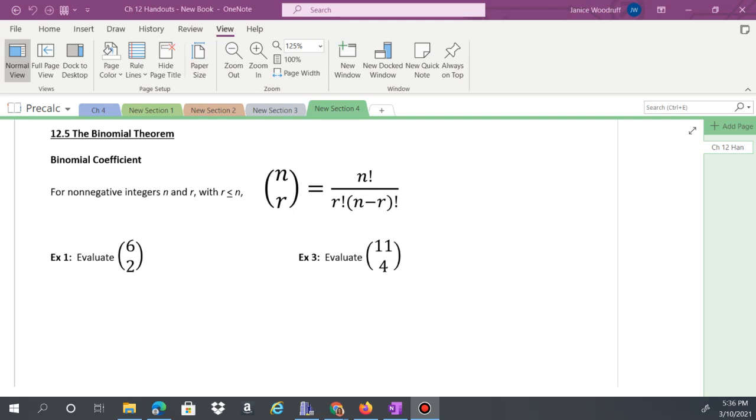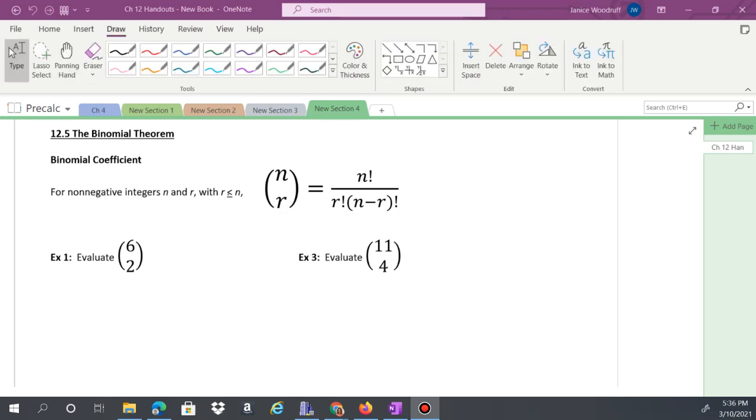Okay, so we're doing 12.5, which is binomials. So we're going to start off with the binomial coefficient. There's going to be two ways to do this. So the first part starts out with the binomial coefficient, which is this. So you have, for two non-negative integers n and r, where r is less than or equal to n, you have them written like this, one on top of another, which means this.